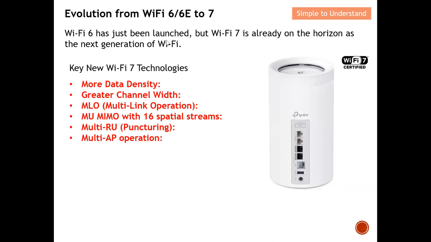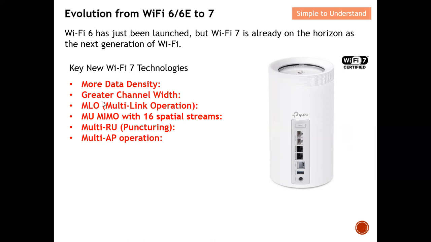Wi-Fi 6 has been launched, but Wi-Fi 7 is already on the horizon as the next generation of Wi-Fi. We are going to take a close look at these six key new Wi-Fi 7 technologies. First will be more data density, which means how can we increase the data rate? Second, we are going to see the so-called channel width. Basically, we widen the channel width to 320 megahertz. Again, I'm going to explain how widening the channel width can also increase the data rate.